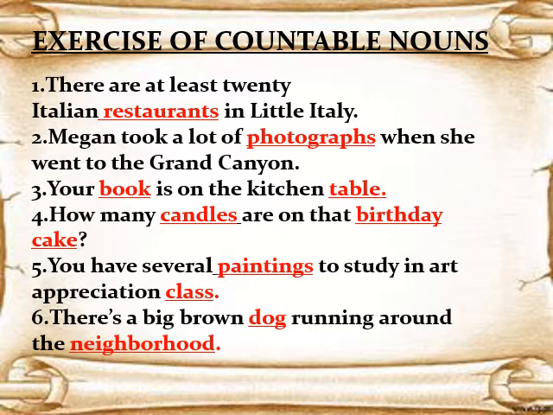That is a countable noun. Megan took a lot of photographs when she went to the Grand Canyon. So photographs can be counted. So photographs is a countable noun. Your book is on the kitchen table. Here in this sentence, book, you can count it. So book is a countable noun. Table. Table also can be counted. So it is a countable noun.